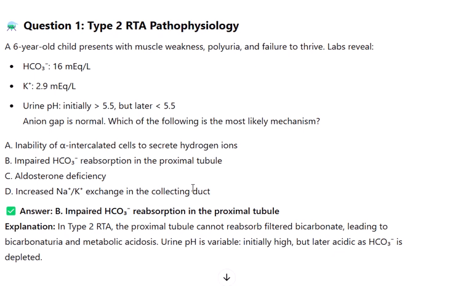A. Inability of α-intercalated cells to secrete hydrogen ions. B. Impaired HCO₃⁻ reabsorption in the proximal tubule. C. Aldosterone deficiency. D. Increased Na⁺/K⁺ exchange in the collecting duct.